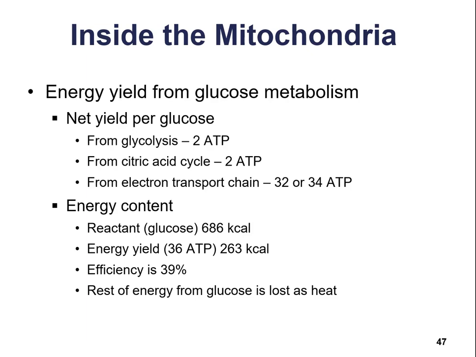All right, so if we want to talk about energy yield, net yield per glucose: from glycolysis, 2 ATP, from the citric acid cycle, 2 ATP, from the electron transport chain, about 32 or 34 ATP, okay? If you look at the efficiency, in terms of how much you're putting in with your reactant, glucose being 686 kcals, and how much you're actually getting out, the efficiency is about 39%, right? Not so hot, I guess. The rest is lost as heat.